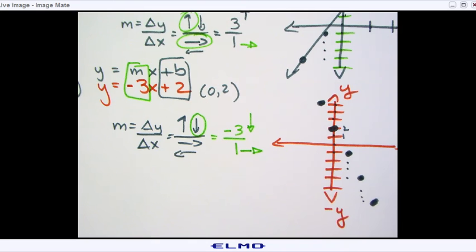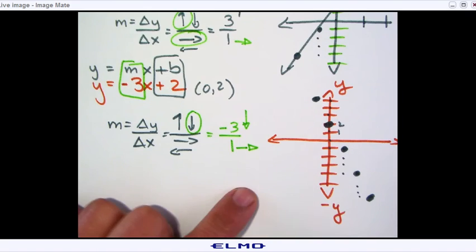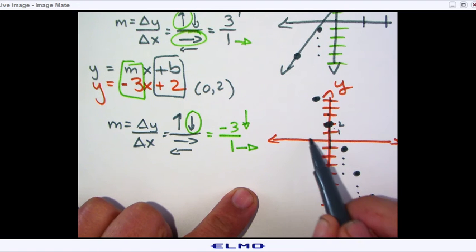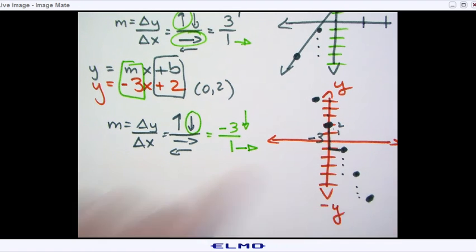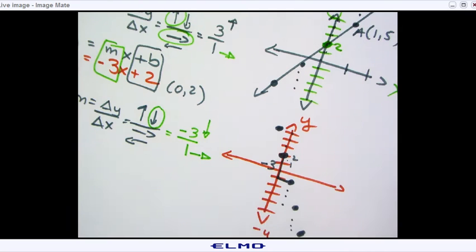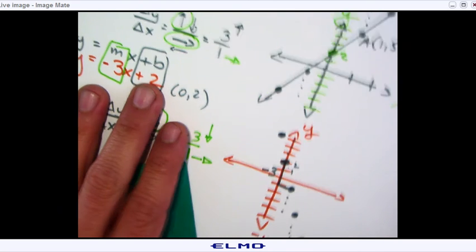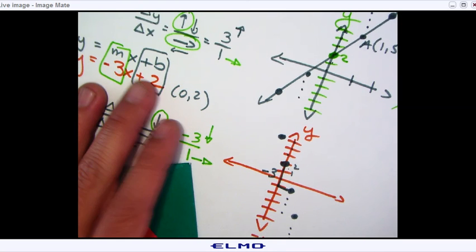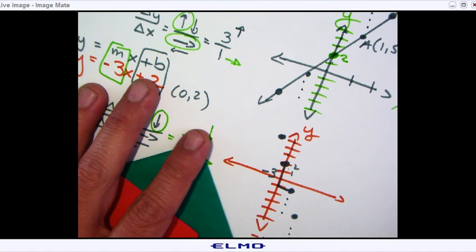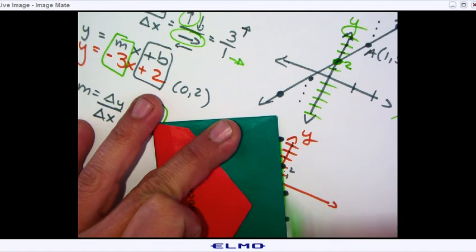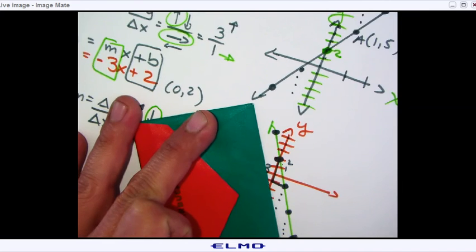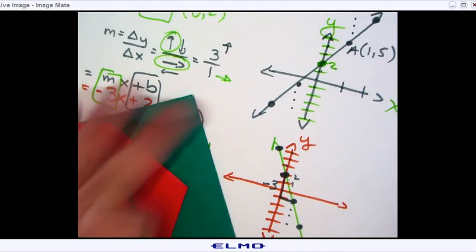This is like a warm-up. All right. So there you go. So again, you're going down 3, which is -3 over 1. See that? -3 over 1. And there's your line. That's it. That is your line. Let me go ahead and draw the line, okay? Here we go. There's the line.